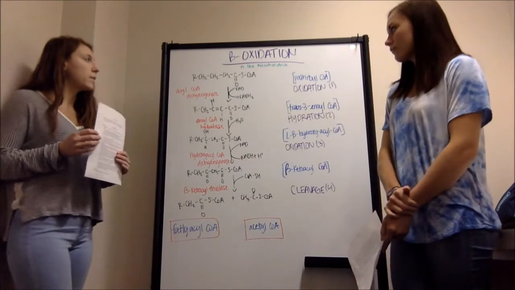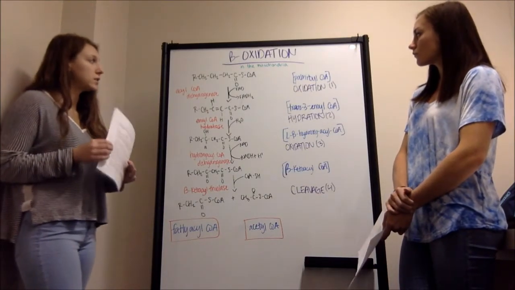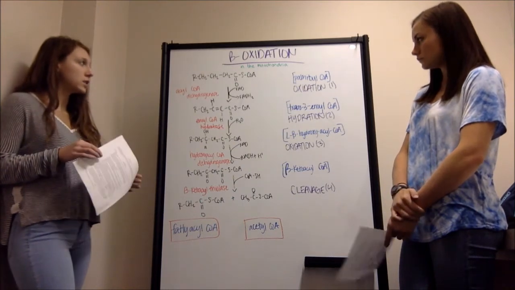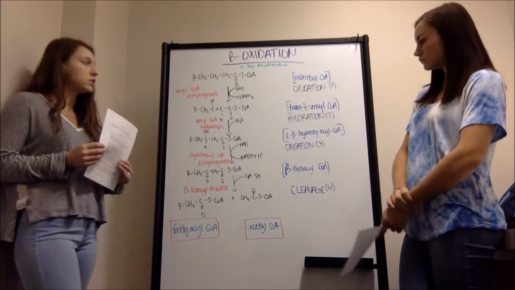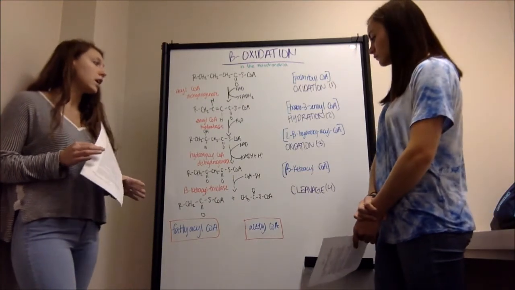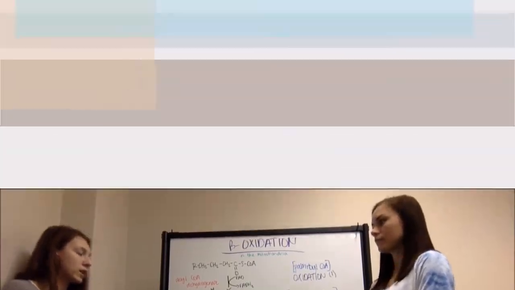And then FADH2 and NADH produced from our two oxidation steps can then go on and enter the electron transport chain. FADH2 yields 2 ATP and NADH yields 3 ATP, thereby allowing your body to gain more energy.